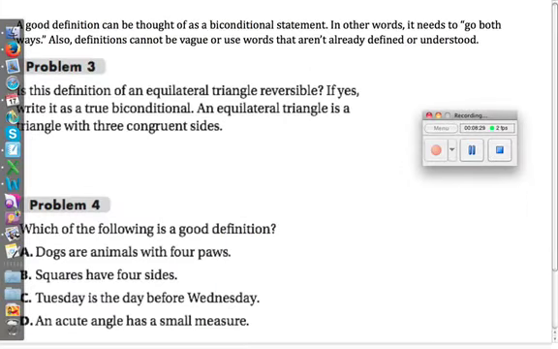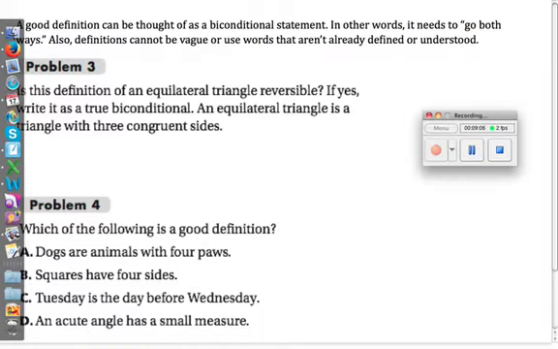The whole reason why we talk about these biconditional statements and how they go both ways is so that we can talk about what it means for a definition to be a good definition. Like having your phone out would be a bad definition of student. Anyway, in problem 3, you'll see that they're talking about, is this definition reversible? And that's one of the important qualities of a good definition, is that it does, just like a biconditional statement, go both ways. So in problem 3, the statement is, an equilateral triangle is a triangle with 3 congruent sides.